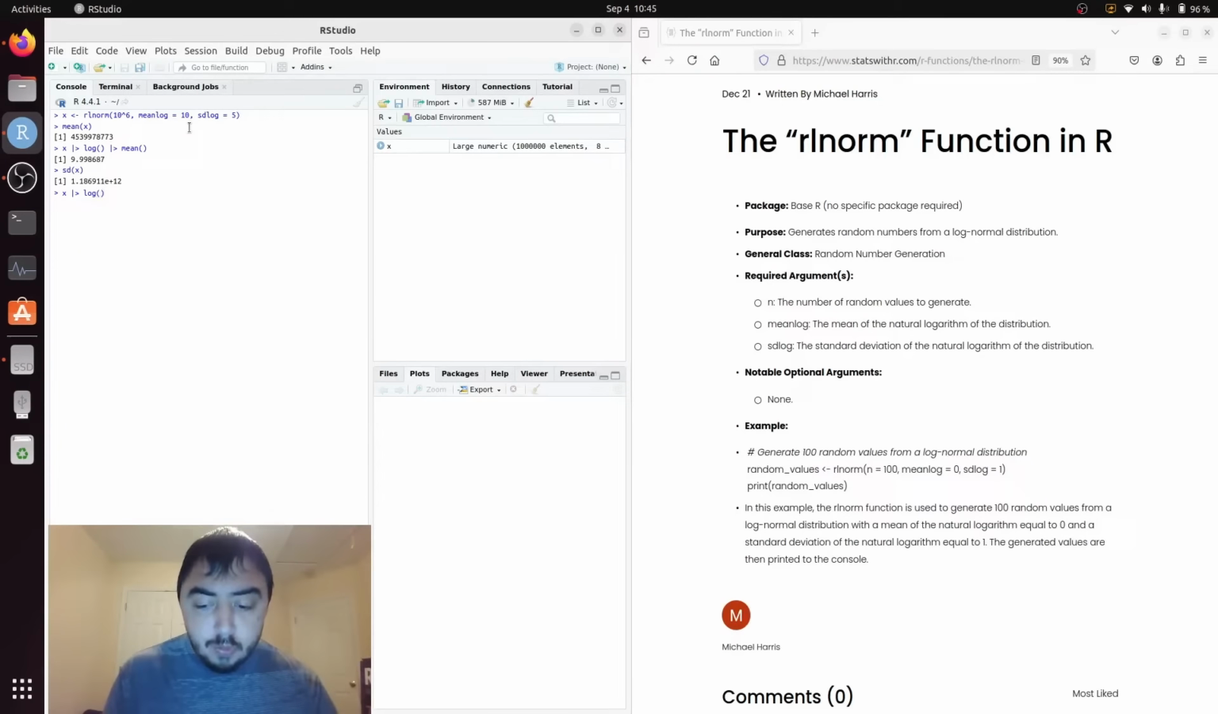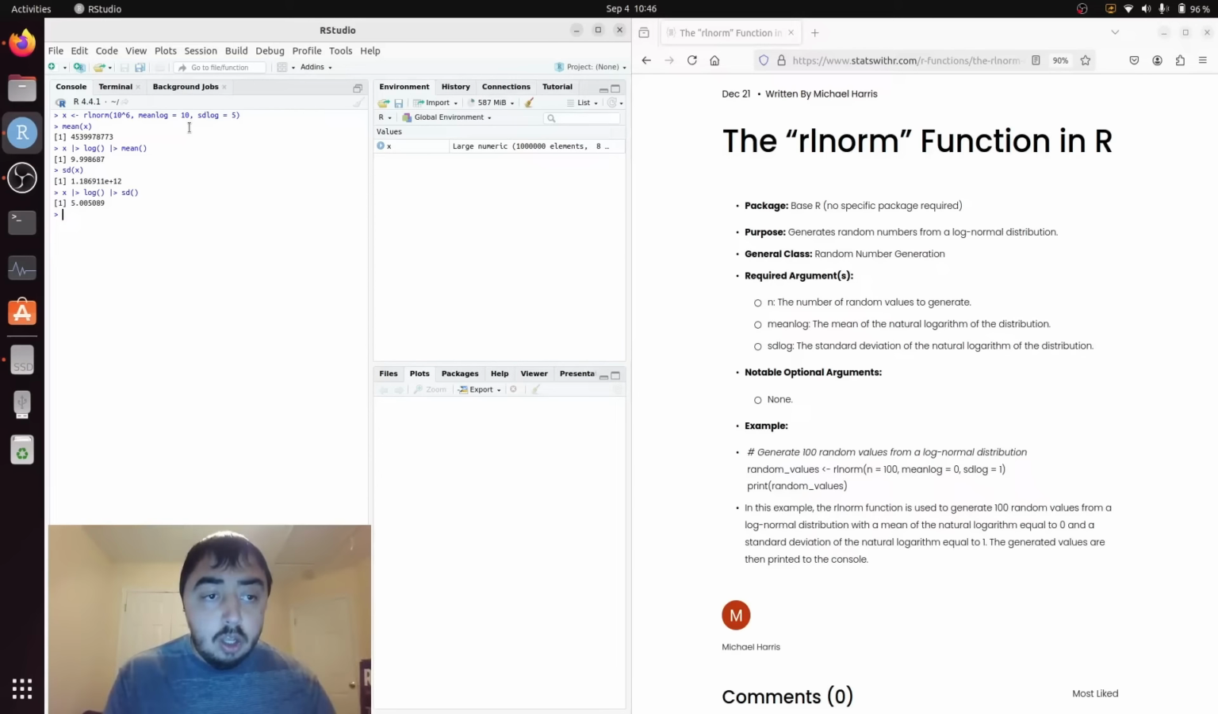So 1 second. It would help if I knew how to type. Okay. So I have the expected values of 10 and 5 out when I take the log of the distribution rather than the actual distribution.